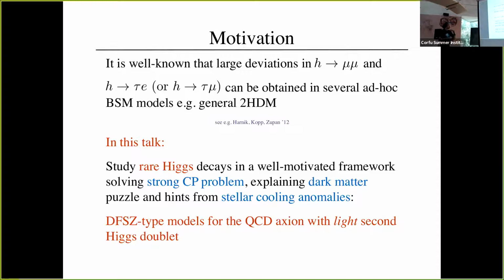discuss studies of rare Higgs decays in a well-motivated framework, which solves the strong CP problem via the Peccei-Quinn mechanism, which leads to the existence of axions, which is a good dark matter candidate. And on top of that, it's a good candidate, probably the best candidate to explain stellar cooling anomalies observed in several stellar environments.